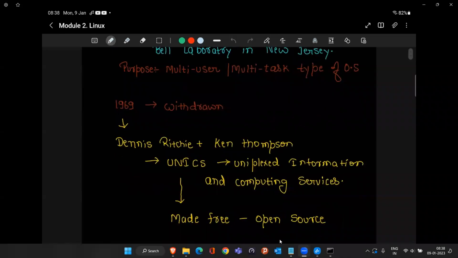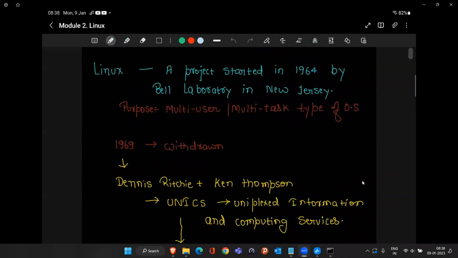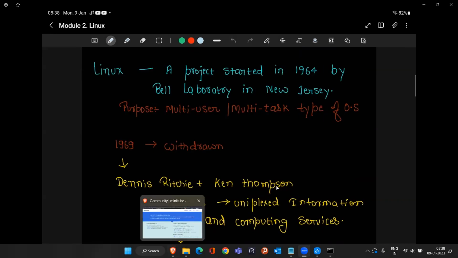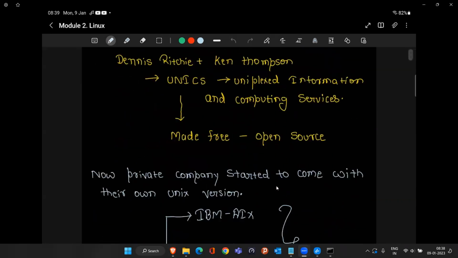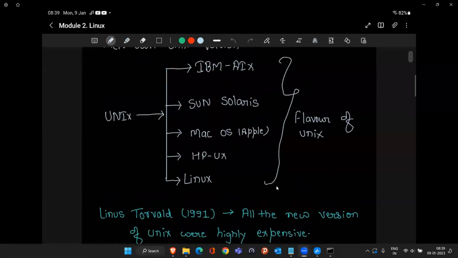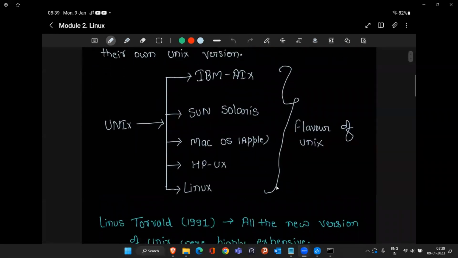Yeah, so when he was working on the college project, as we know that in the final year of our college we always have a project. So his project's final goal was that he required an operating system which should be multi-user and multitask type, in which multiple users can work and multiple tasks can be done. Okay, so for this purpose, he went into the market and saw what alternatives were already available. He saw that okay, IBM is there, Sun Solaris is there, Mac OS is there, HP-UX is there.